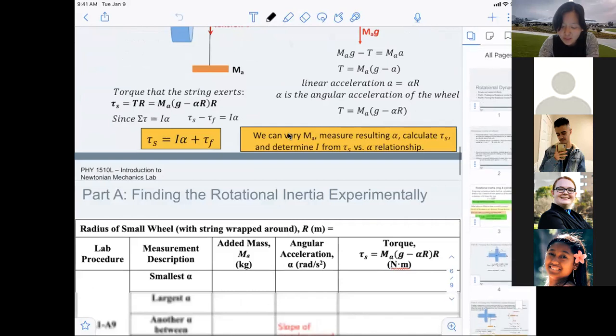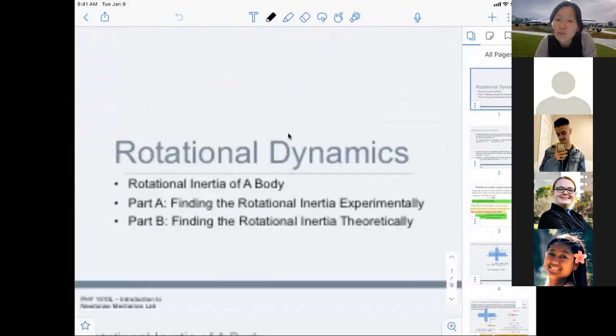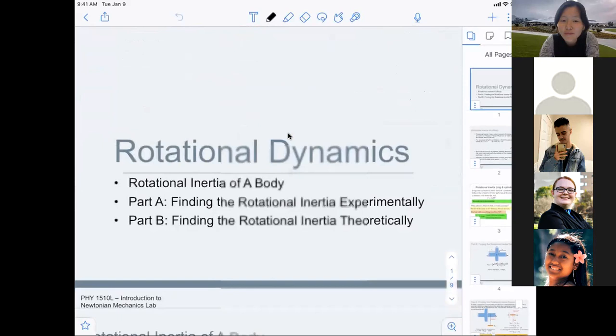All right, so today we're going to be working on lab 8. We're more than halfway through all our labs. This is about rotational dynamics. It's like Newton's second law, but Newton's second law for rotation.